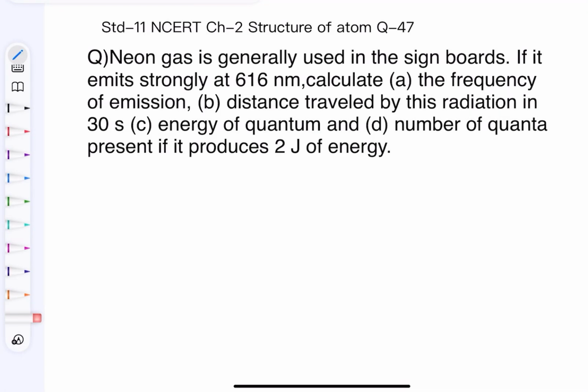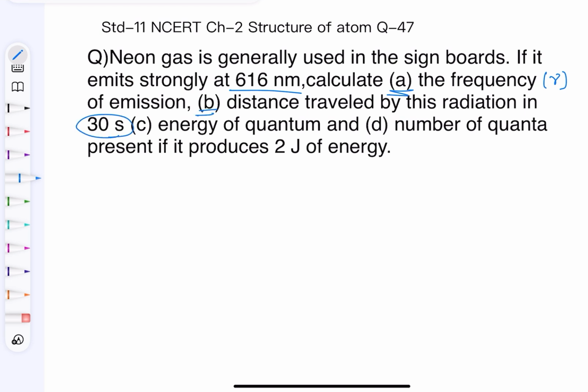Okay students, let us try to solve this question. It goes like, you are having neon gas generally used in the signboard, and if it emits strongly at 616 nanometers, you need to calculate certain things. Out of them, the first one is the frequency of emission, that is nu. Then second, you need to calculate distance traveled by this radiation in 30 seconds.